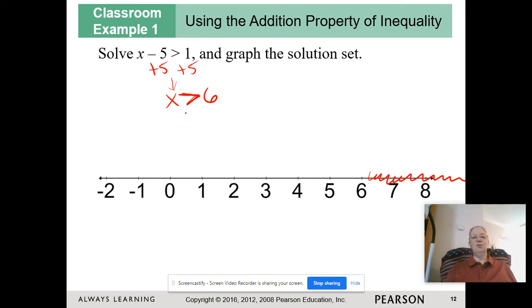Then we check to see if we use brackets or parentheses. If there is a line underneath, we would use a bracket. Since there's no line, we are going to use parentheses. Also, when we do the bracket or the parentheses, it needs to open in the same direction as the shading. In other words, I would not put my parentheses going that way when I'm shading to the right.